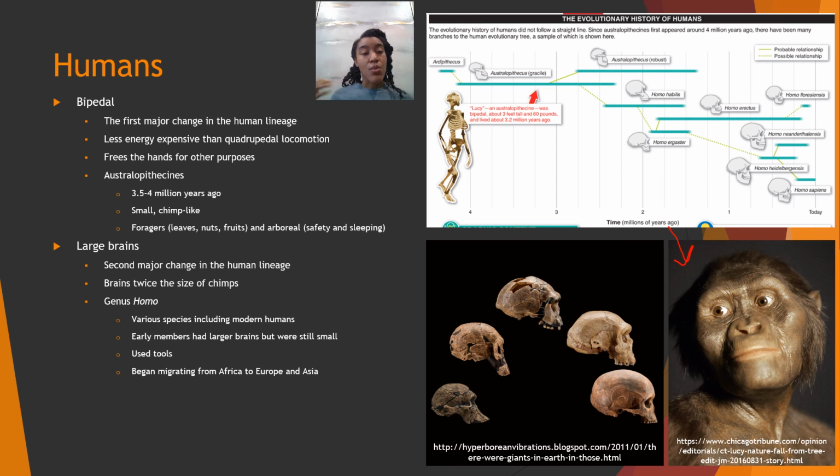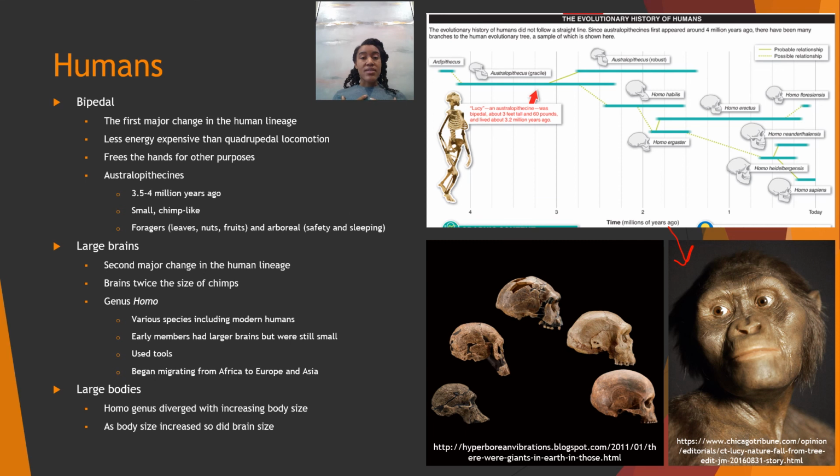So this genus of humans includes modern humans, which are Homo sapiens, and it also included early members with large brains but still small compared to what we have today. And then they were also able to use tools. So all the members of the Homo group could use tools, even if they had smaller brains than what we have today. And they migrated from Africa to Europe. So there were various Homo species that all originated in Africa, and then over time they migrated to Europe and Asia, and then eventually to the Americas as they became more and more mobile.